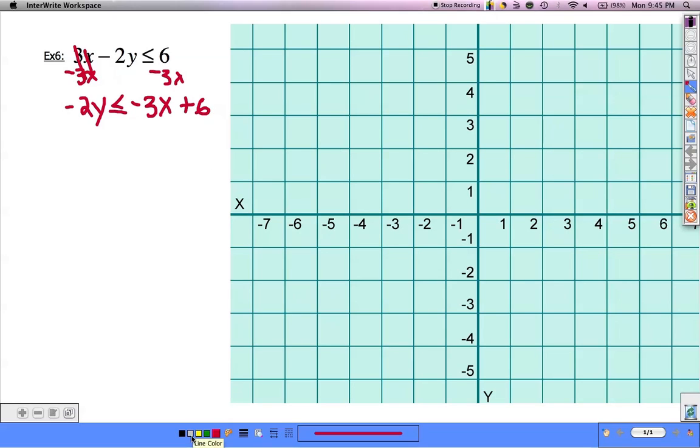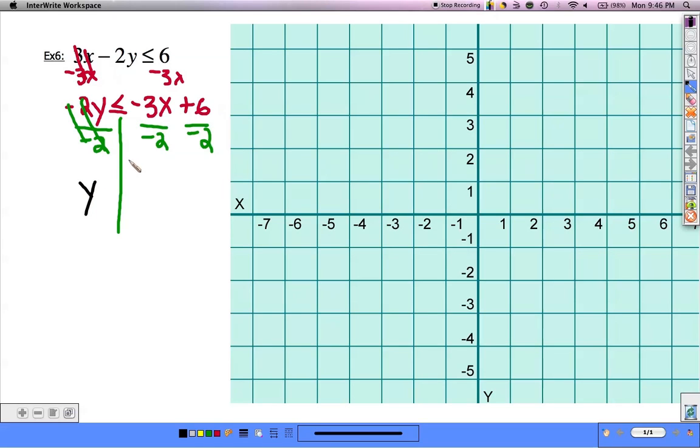And now we want y, and since it's negative 2 times y, we're going to divide by negative 2 on both sides, and you just have to remember to divide every term by negative 2. The negative 2's on the left divide to 1 or cancel out, so what we have left on the left-hand side is y.